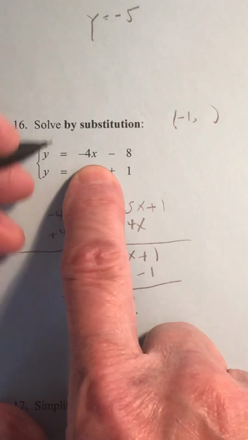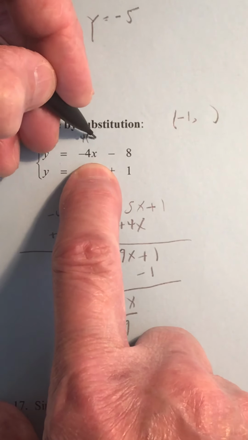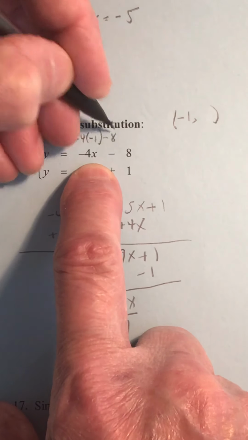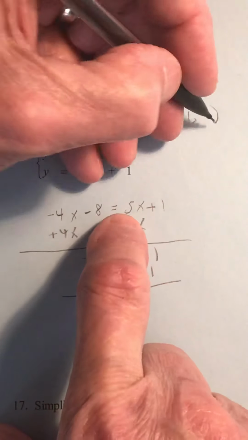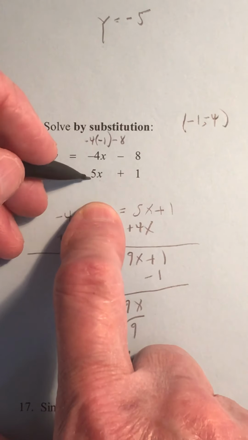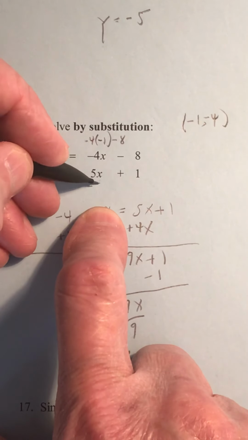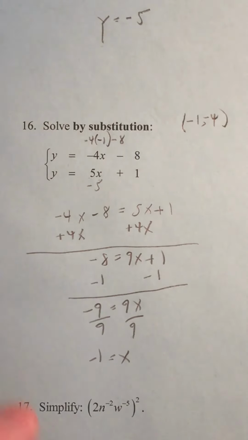So if I put it in the top one, negative 4 times negative 1, take away 8. How much is that? That's positive 4. Take away 8 is negative 4. If I would put it in here, 5 times negative 1 would be negative 5. Negative 5 plus 1. Get the same result, negative 4.